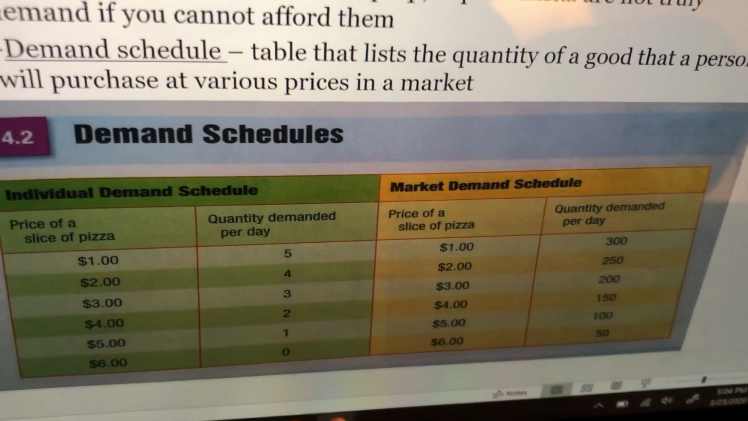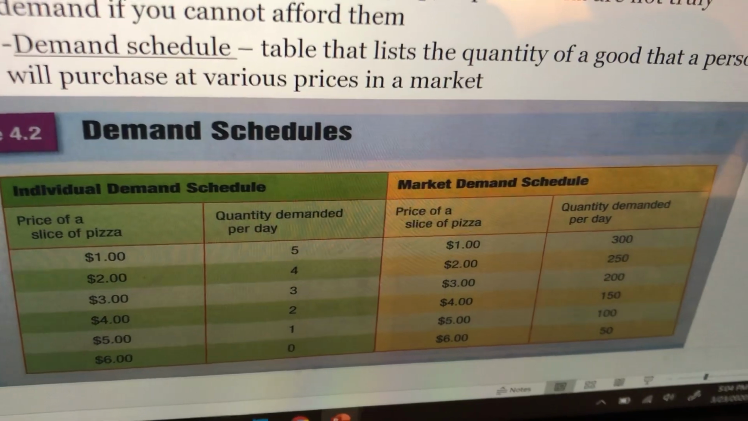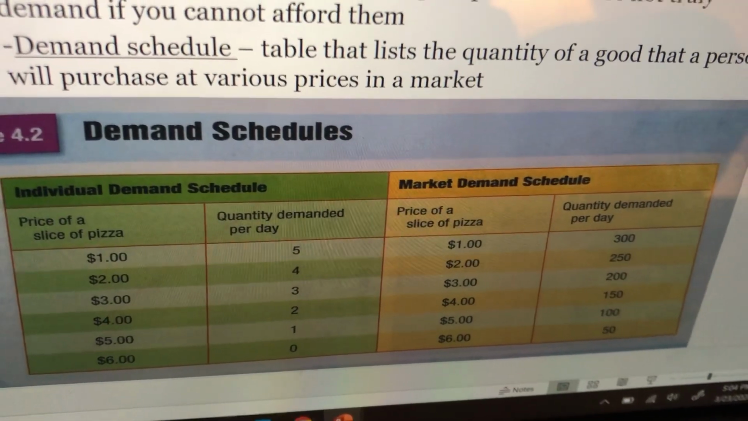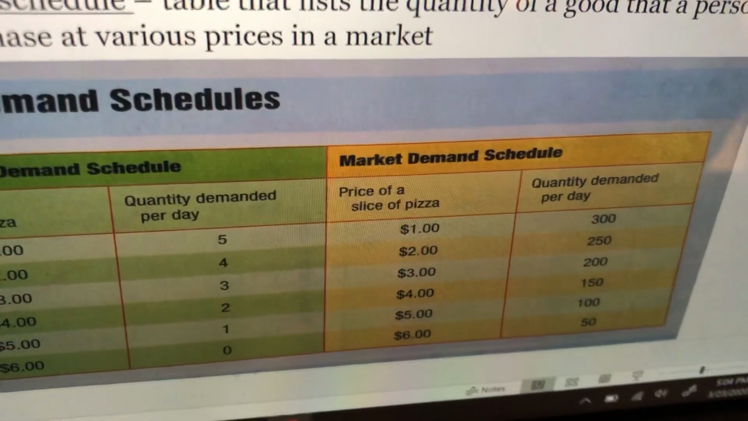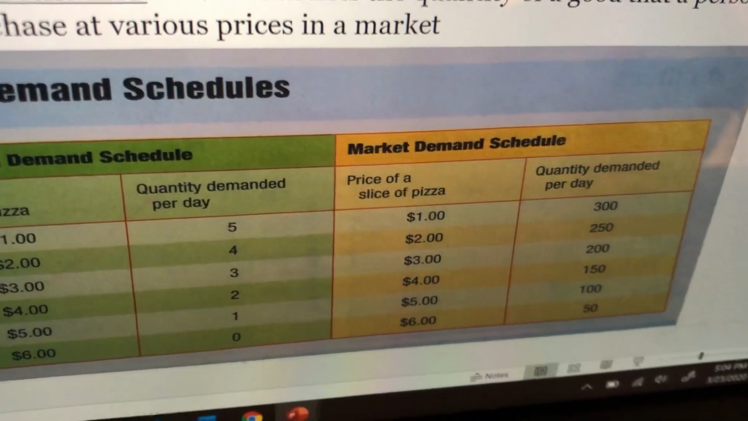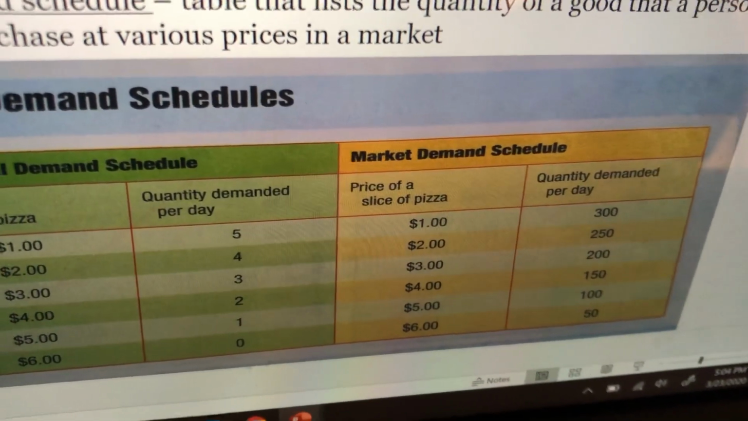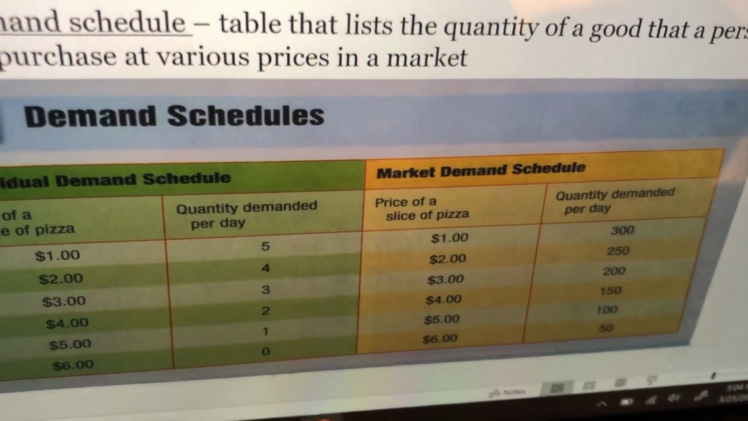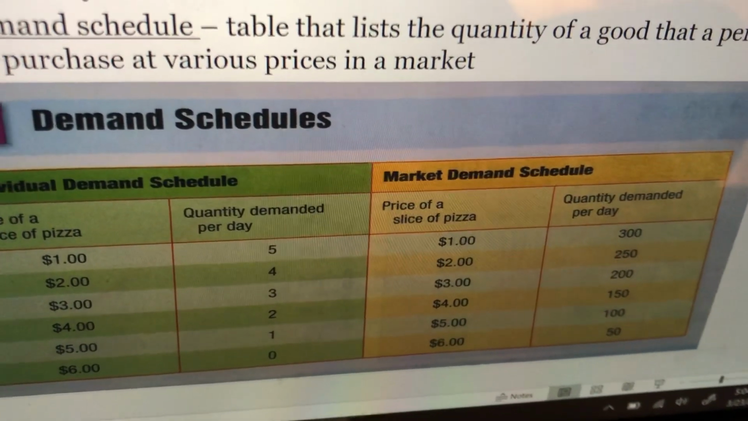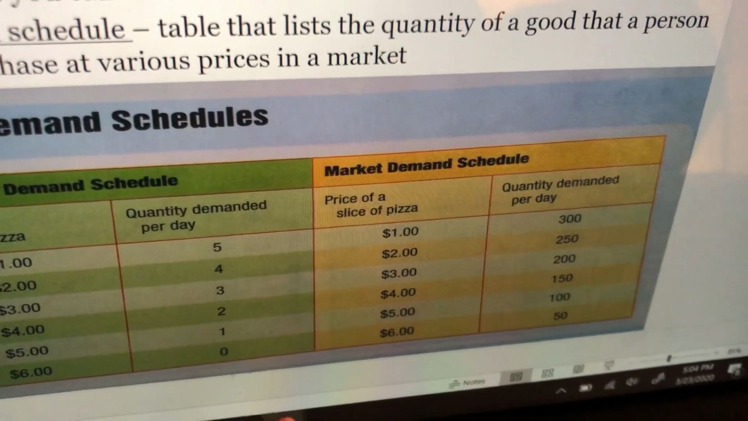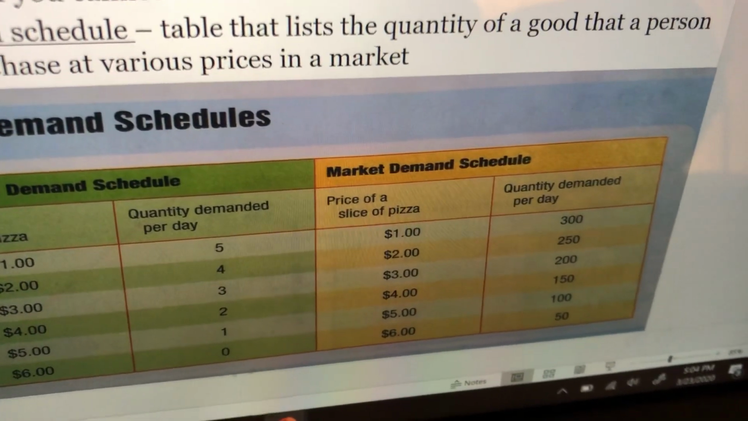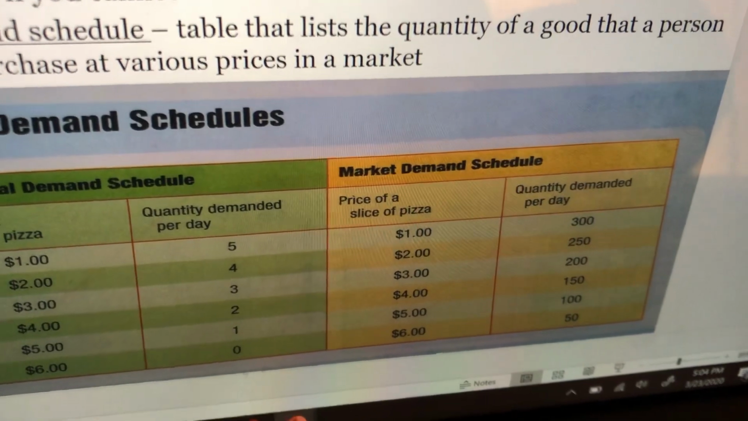So if I surveyed all NDA students in the cafeteria one day, right? That would be their amount demanded. Now I'm sampling 400 students. But look, the relationship is the same. At $1 a slice, 300 slices are demanded. At $2, $2.50. So as the price goes up, the demand goes down.